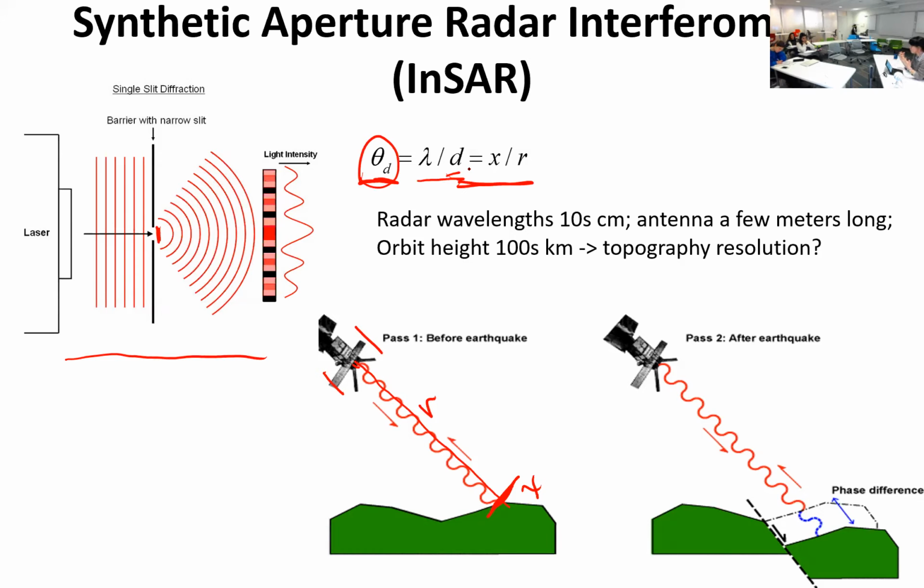So basically you can try to plug in your numbers. For example, you know the radar wavelength, that's tens of centimeters. You also know the length of the antenna, which is a few meters. And we also know the height of the satellite's orbit, hundreds of kilometers. So we can plug them into this basic resolution formula and find that the surface resolution X is on the order of meters, tens of meters, or kilometers. Maybe I should do it here.